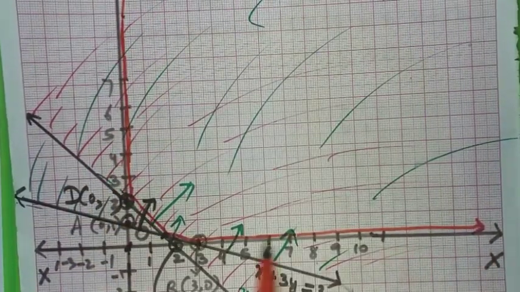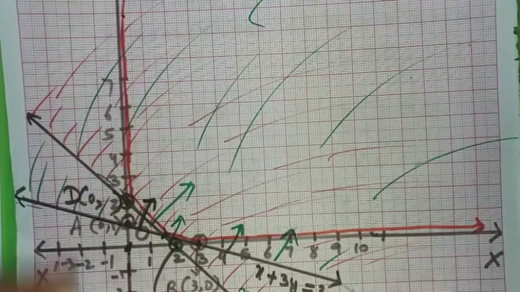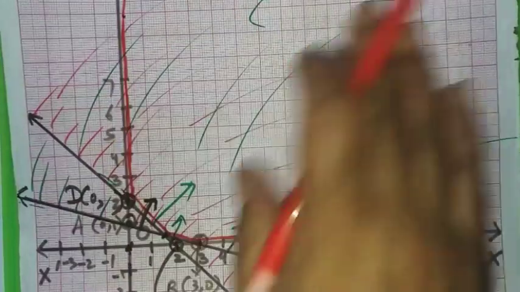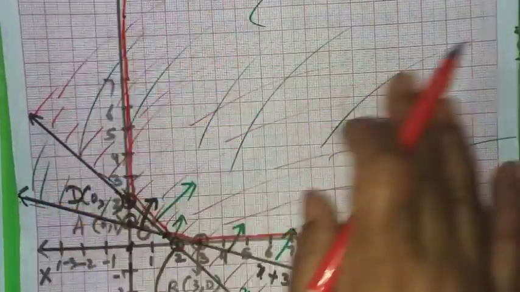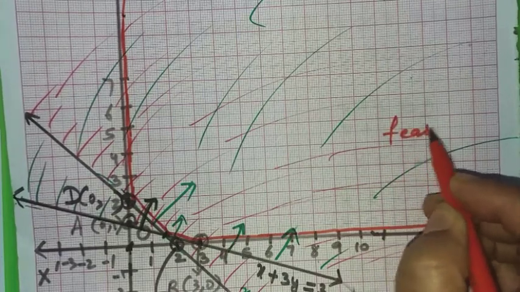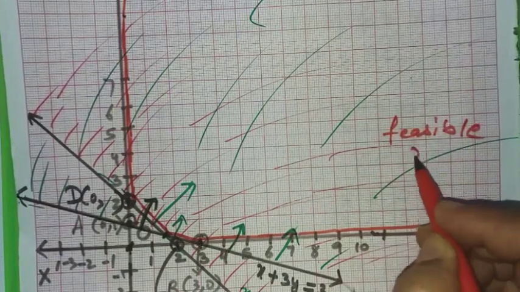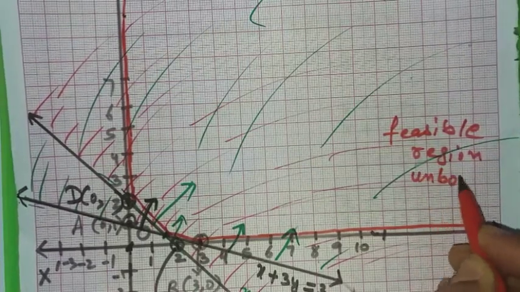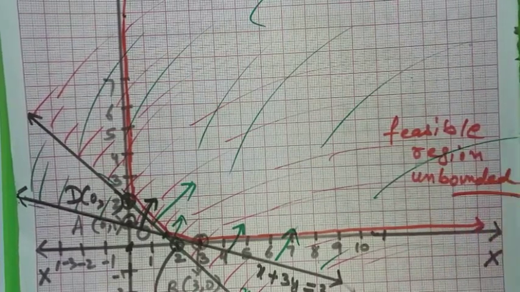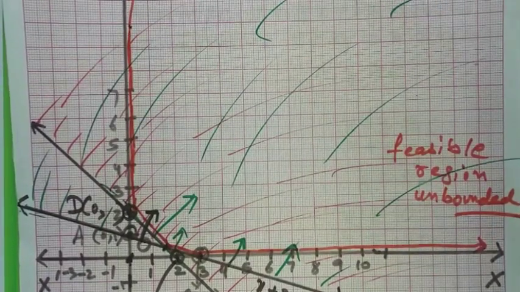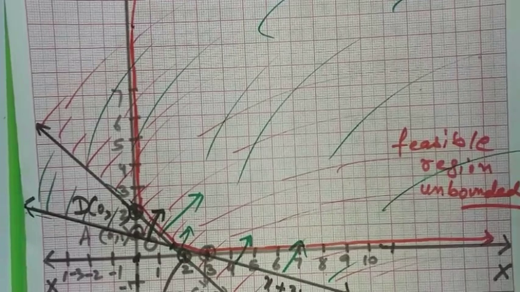I have defined a boundary for this region, but the boundary is lying only on one side. From the other side it is open. This is the feasible region, but you can see that this feasible region is unbounded. So what is to be done when we get an unbounded feasible region? Let us go further.